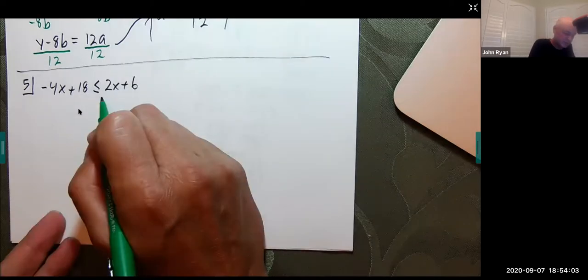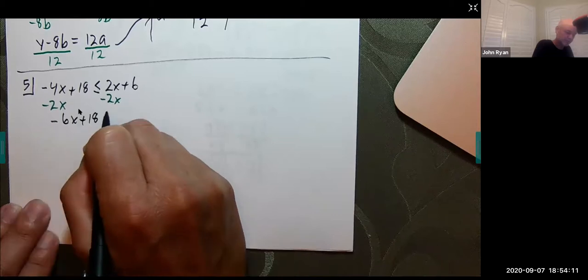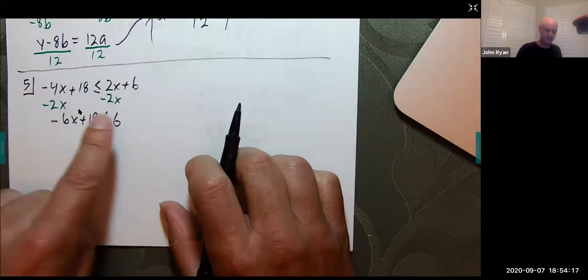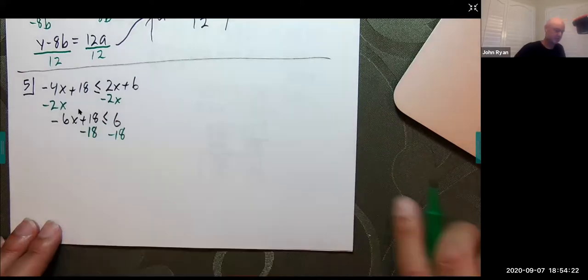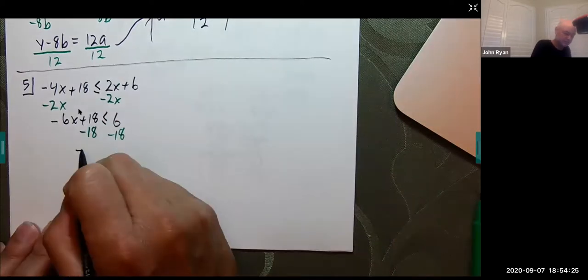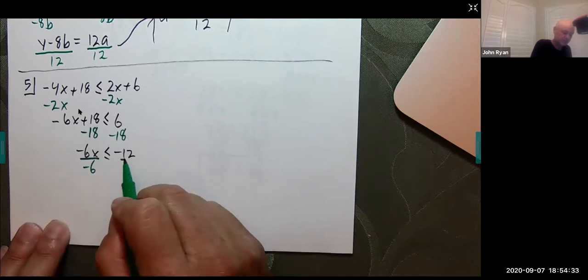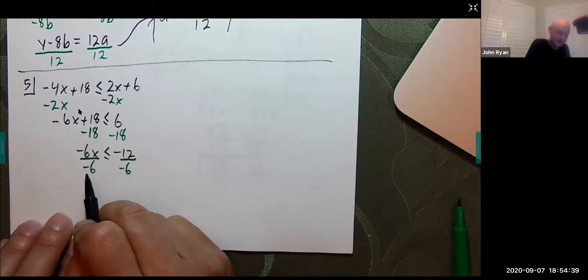I'm going to go ahead and subtract a 2x to both sides. Notice I subtracted, that's not multiplying or dividing. Next up, I'm going to subtract an 18 to both sides. Finally, notice here I am dividing both sides by a negative. So that is going to go from a less than to a greater than or equal to.